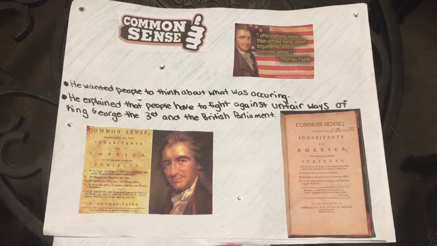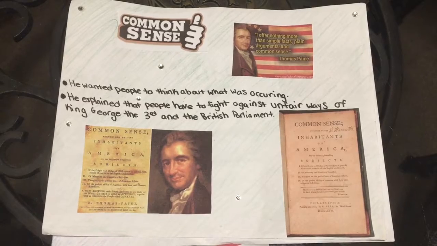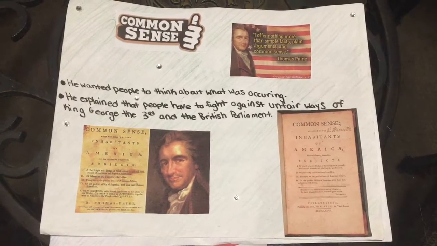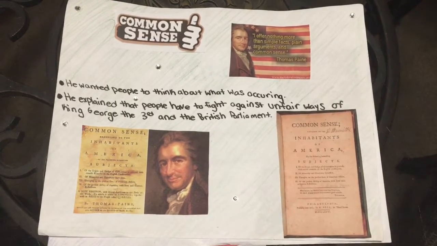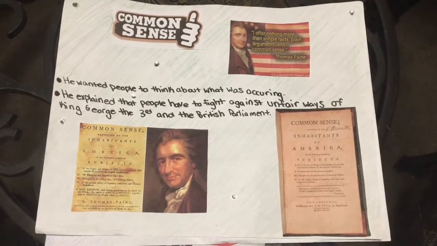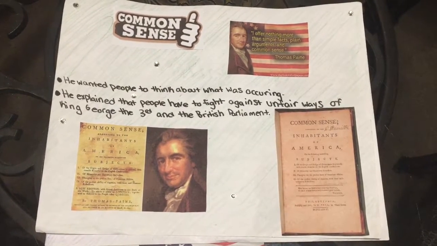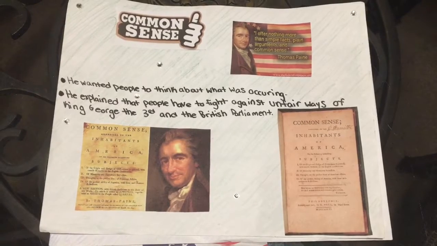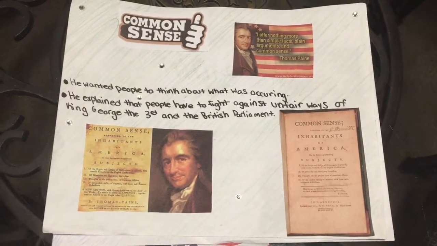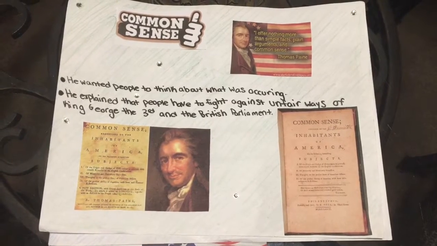Next is Common Sense, written by Thomas Paine, who was an English-American political activist, philosopher, political theorist, and revolutionary. He wanted to promote independence from Great Britain to people in the 13 colonies. In his book, he explained that the people must fight against the unfair and unjust ways of King George III and the British Parliament.